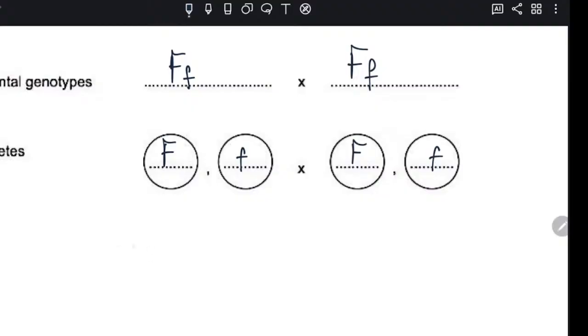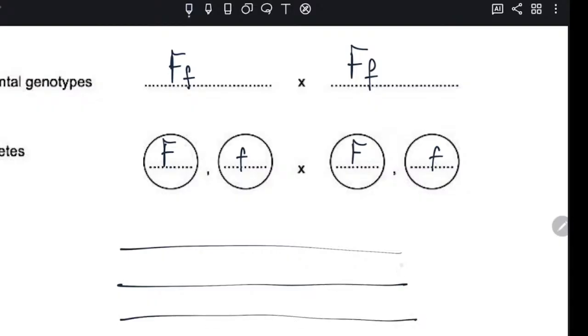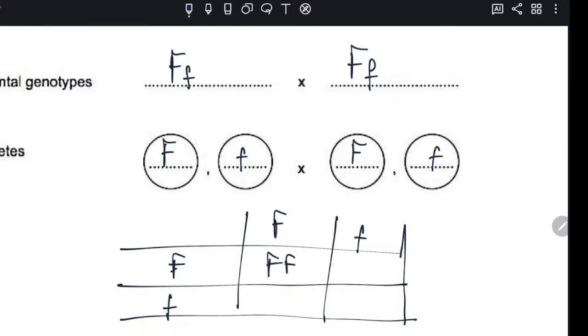Then you make the Punnett square. Come on, you can do this. I know that you can do it. Then you put the 3 lines again this way. Then you put big F, small f, big F, small f. Big F meets big F, they cross. Big F meets small f, it's like this. This small f meeting this big F will be big F, small f. Small f meets small f, it's small f, small f.